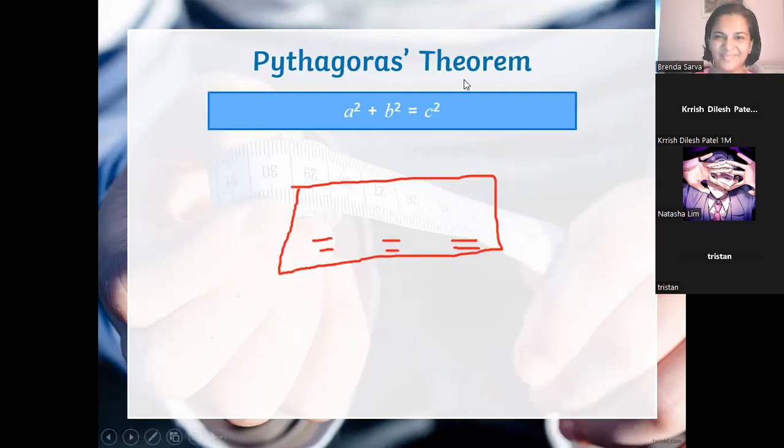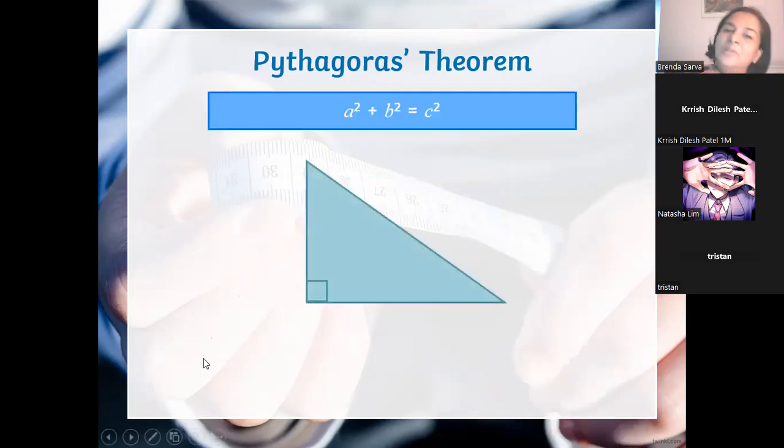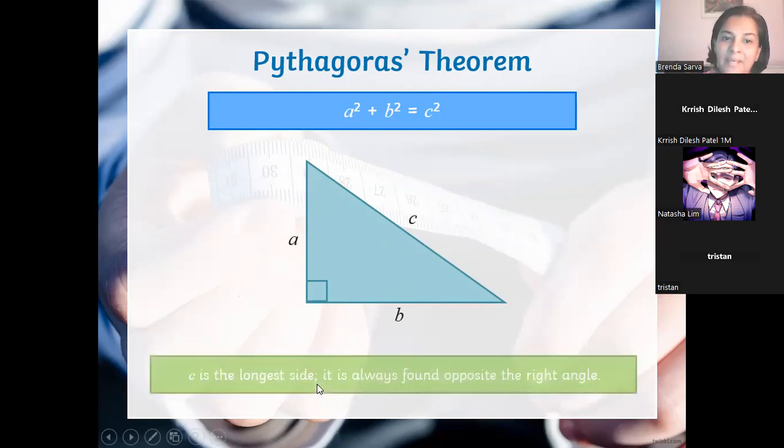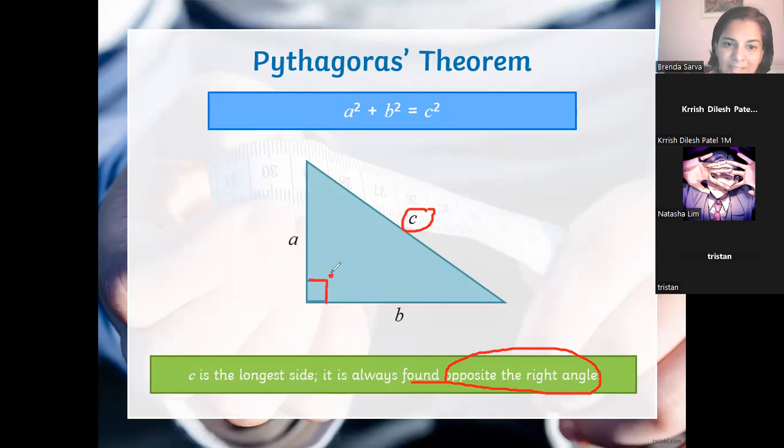Excuse me. Clearing my throat. Now look, here comes the triangle. Here comes our A side. Here comes our B side and the C side. This is the hypotenuse. And so C is the longest side. And how do you find the C? It's always found opposite the right angle. See, your right angle is here, guys. If you are standing here, opposite you is the C.